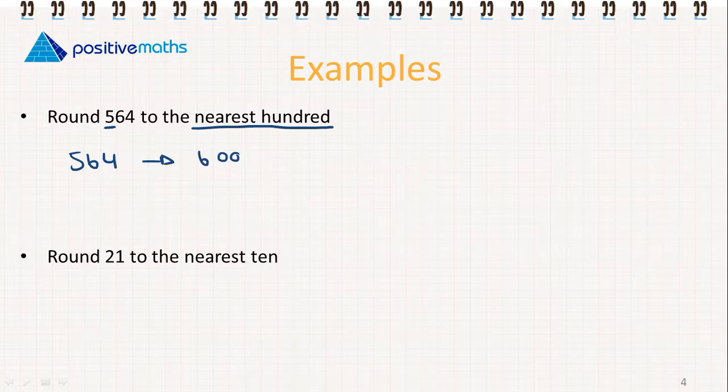Okay, we're going to round 21 now to the nearest 10. So it's the 10 space we're looking at. The number to the right is not 5 or more, so it's 4 or less. That means we cancel the numbers to the right to 0. So our 21 is just going to go to 20, to the nearest 10. Okay, let's look at another example.